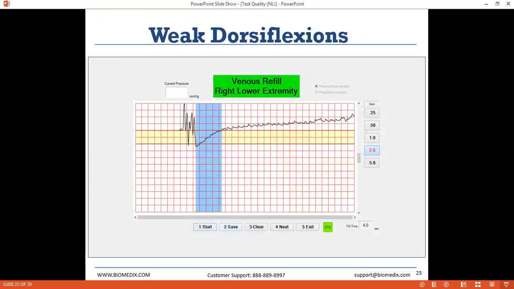Now, I'm not going to tell you that a refill time of 4 seconds is impossible, but it would indicate a very, very, very sick patient. So if I saw something like this with a 4-second refill time, the very first thing I would check is whether or not those dorsiflexions are evacuating blood out of the leg properly. And most of the time, the blame, so to speak, would be with the test quality and the exercise that was performed, and not with the wellness of the patient.